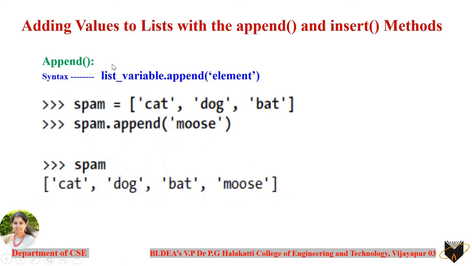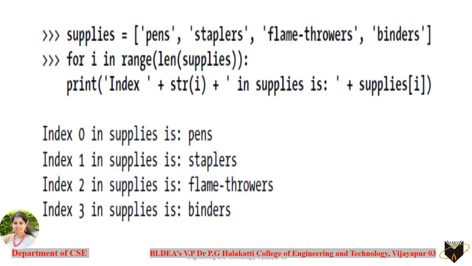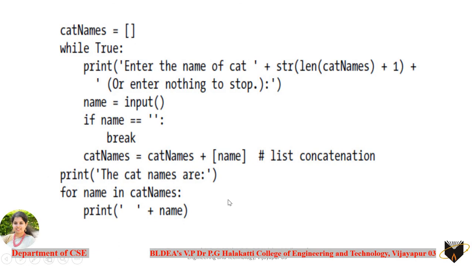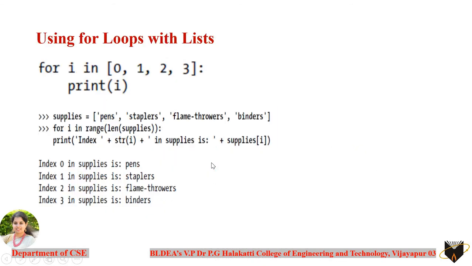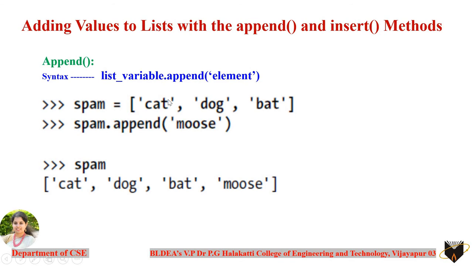So coming to the next method, methods that you can use on the list is adding values to the list with the append and the insert methods. One of the methods that we have seen previously to add elements to the list is concatenation. This is the traditional method, but you also have certain built-in methods that you can use to add elements to the list, that is append and insert.